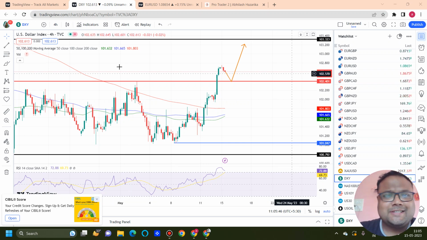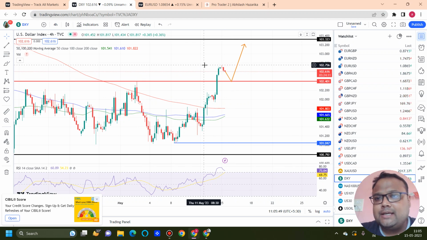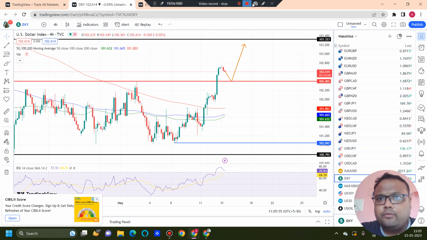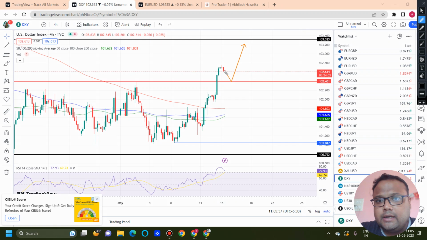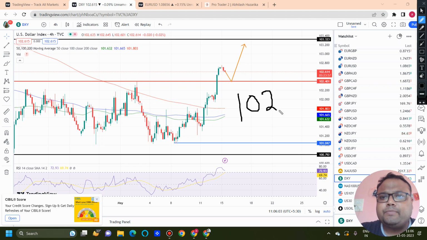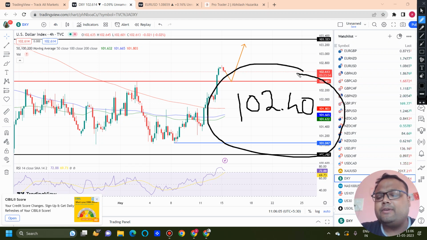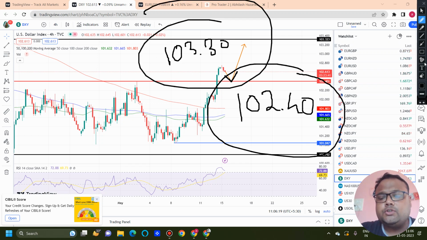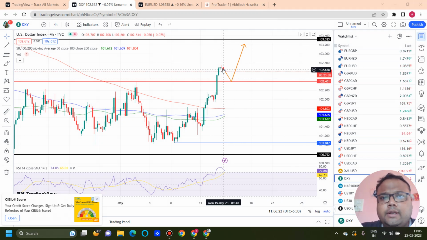So let's get started. The market is open, and as you can see, right now DXY is standing at 102.61. This is the current market price, and hopefully after some retracement DXY will be recovering again. Where is the retracement level? We can expect some support or retracement level around 102.40. If DXY takes support and bounces, it will be heading towards the next level of 103.30. So these two are the levels for DXY. Hopefully this is just a retracement, not a complete trend reversal.